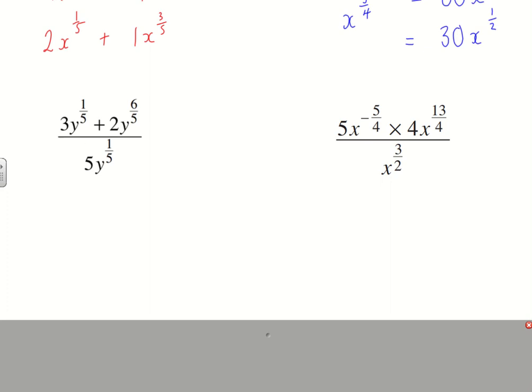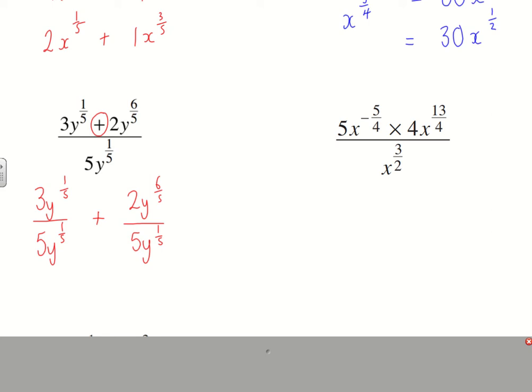So split this one up because it's an add-in. So 3y to the power of a fifth over 5y to the power of a fifth. Those 1/5 are going to cancel out in a minute. And then we've got 2y to the power of 6/5 over 5y to the power of 1/5. Okay, well, 3 divided by 5, I can't do a lot with that. I mean, it's 0.6, but actually I think I'd prefer just to leave it as 3/5. We generally do once you get past GCSE, prefer to leave things as fractions.